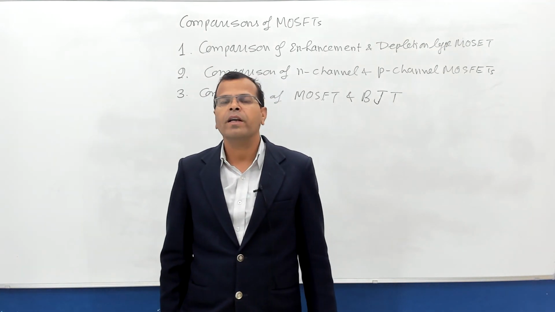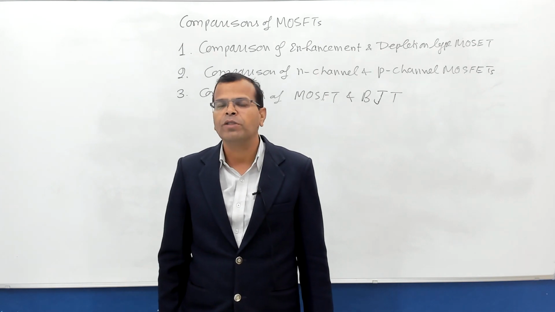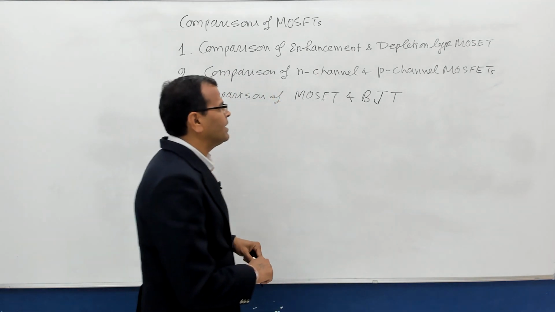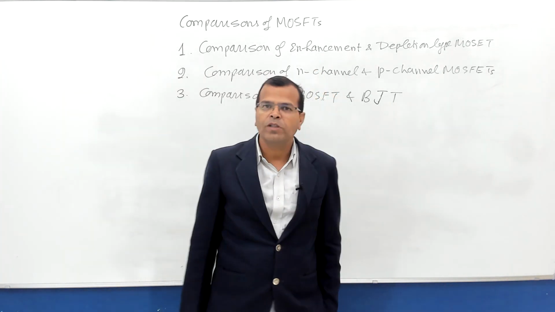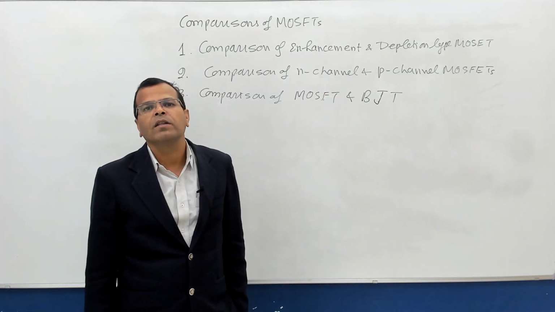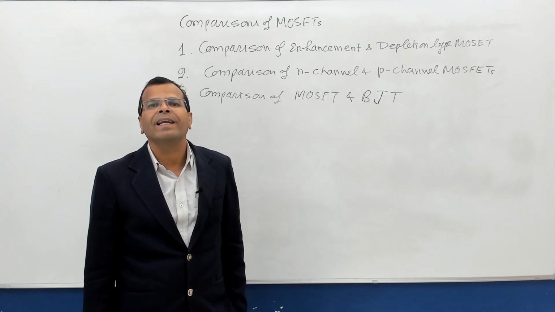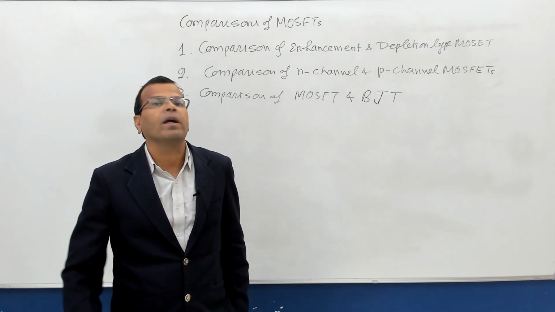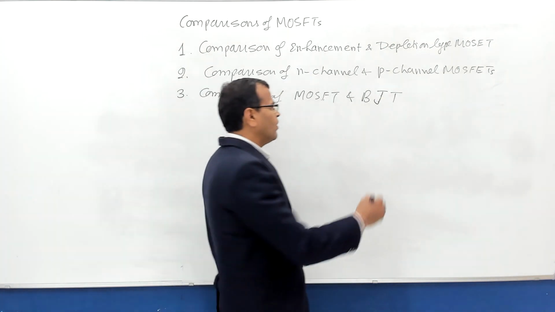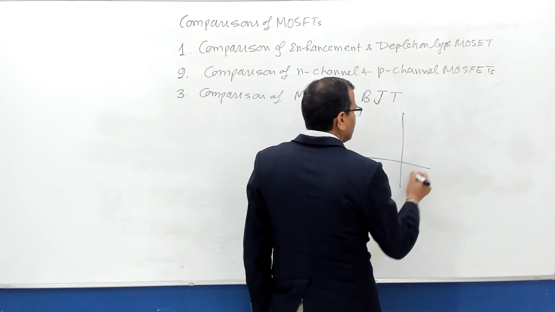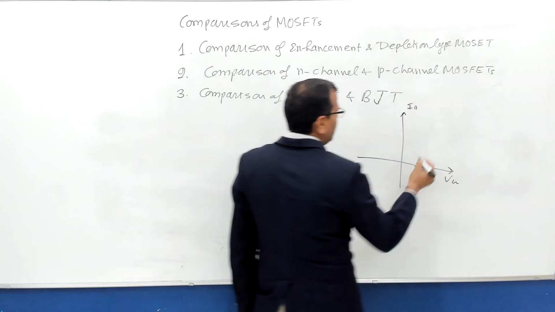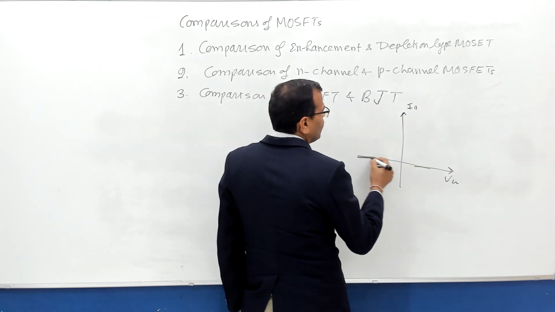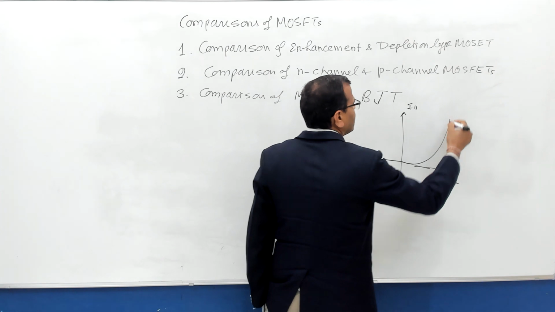If you recall, in case of enhancement and depletion type MOSFET, there is one basic difference. In enhancement type MOSFET, the channel between the drain and source is formed only when we apply the gate voltage. If you recall the characteristic, this is VGS, this is drain current ID. In case of enhancement type MOSFET, it varies like this.